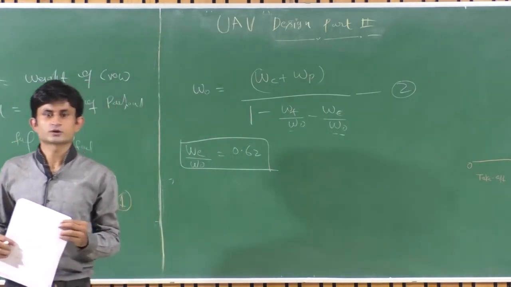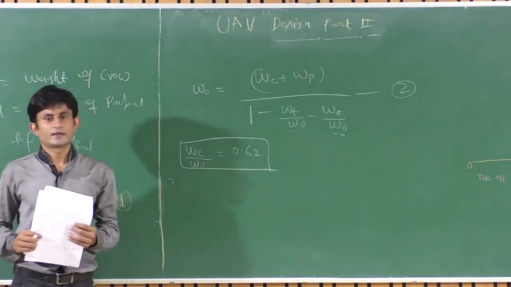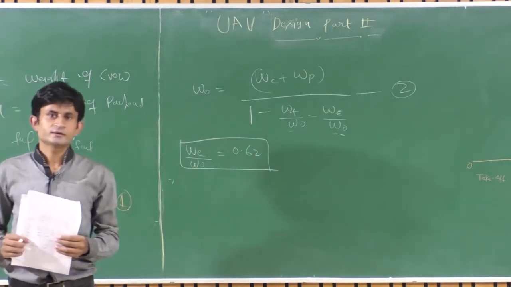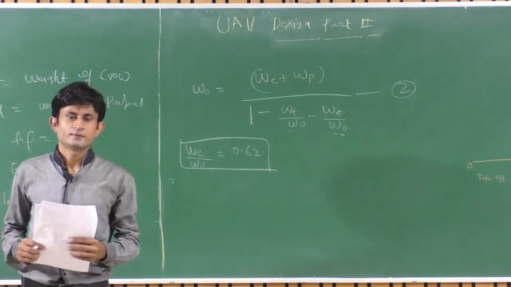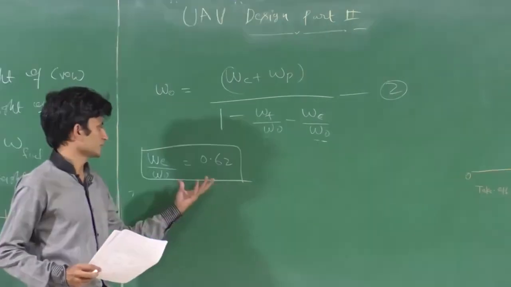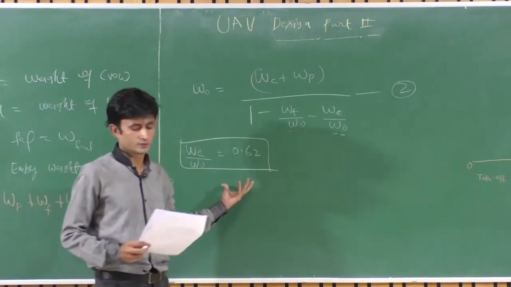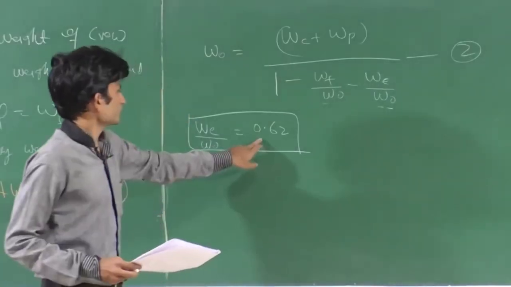You can follow one book which is Aircraft Design by D.P. Raymer. It is a conceptual approach. And another one is J.D. Anderson, Aircraft Performance and Design. In that you can find this value because I am taking it from there only. Okay, so WE by W naught is 0.62.